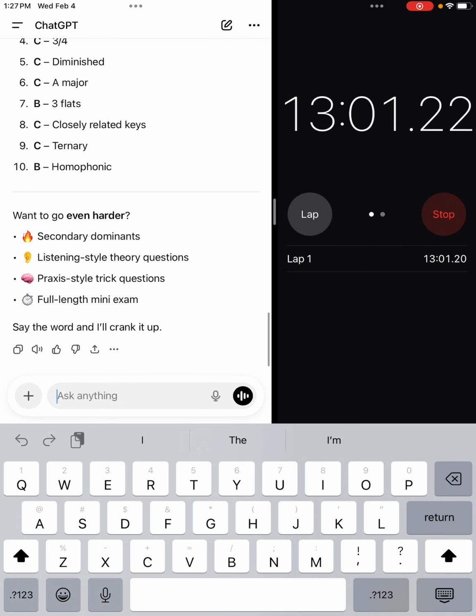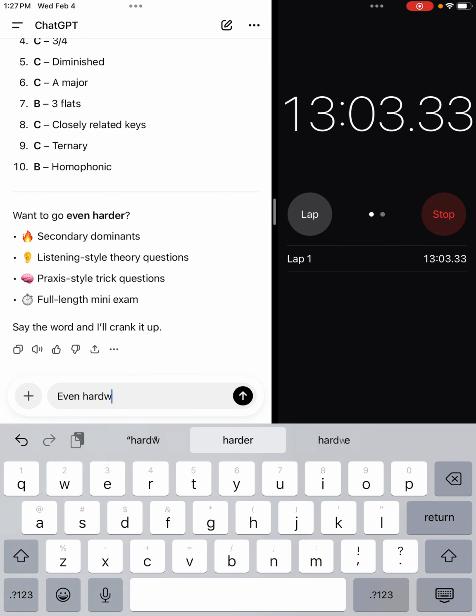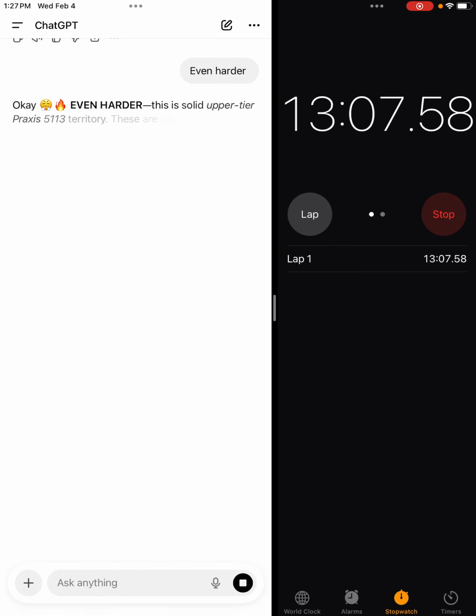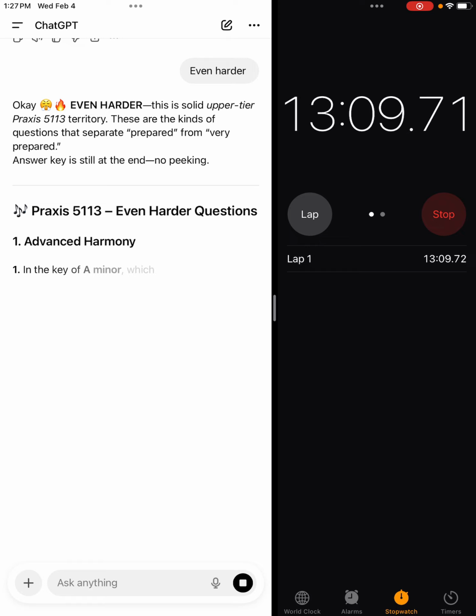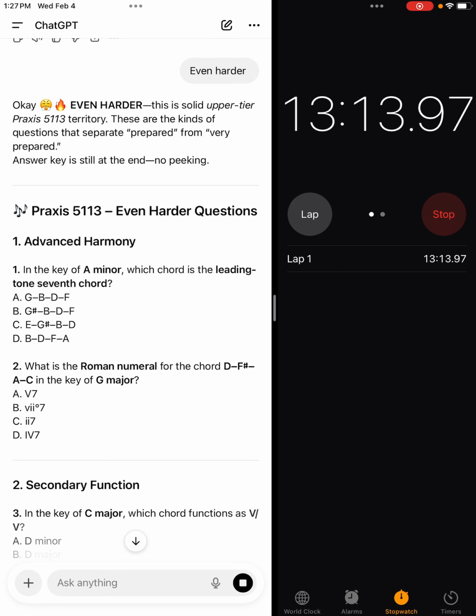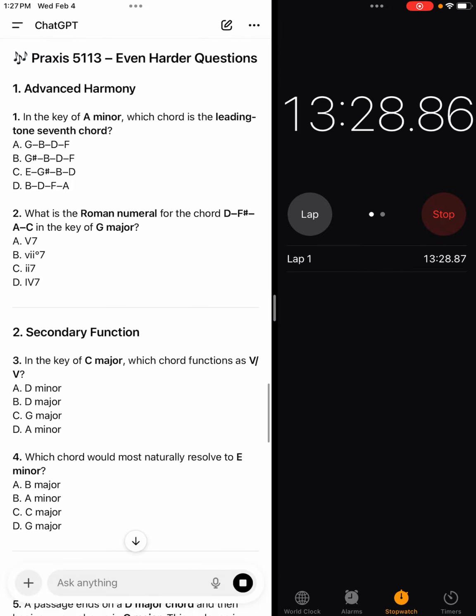Yep, go even harder. I'm going to keep trying. Advanced harmony. Okay, this is going to be some interesting questions. In the key of A minor, what is the leading tone chord tone? G sharp. So if it starts on a G sharp, I'm going to say B.